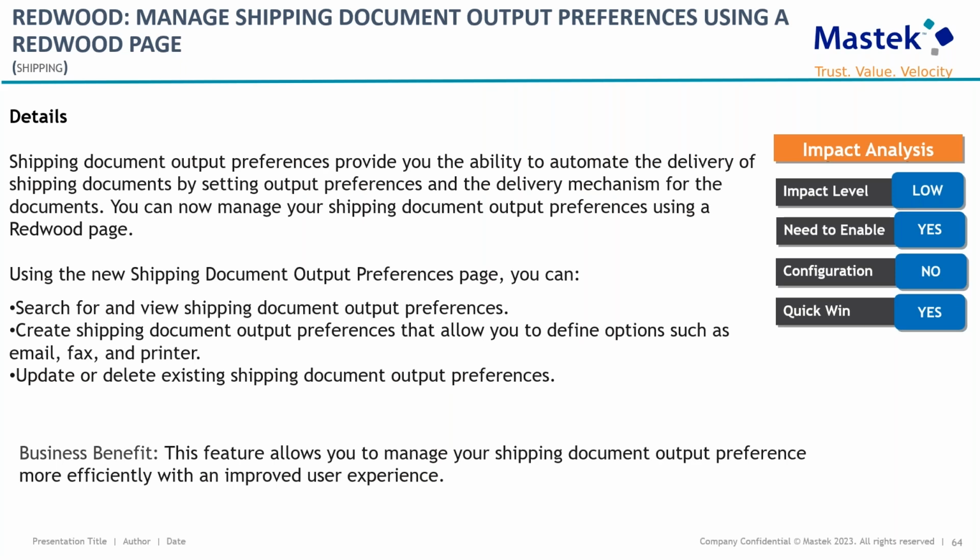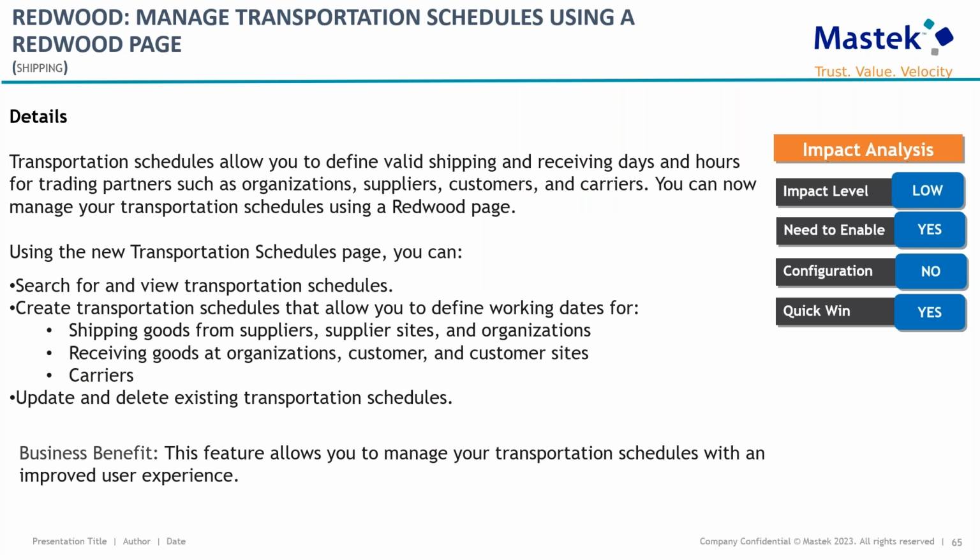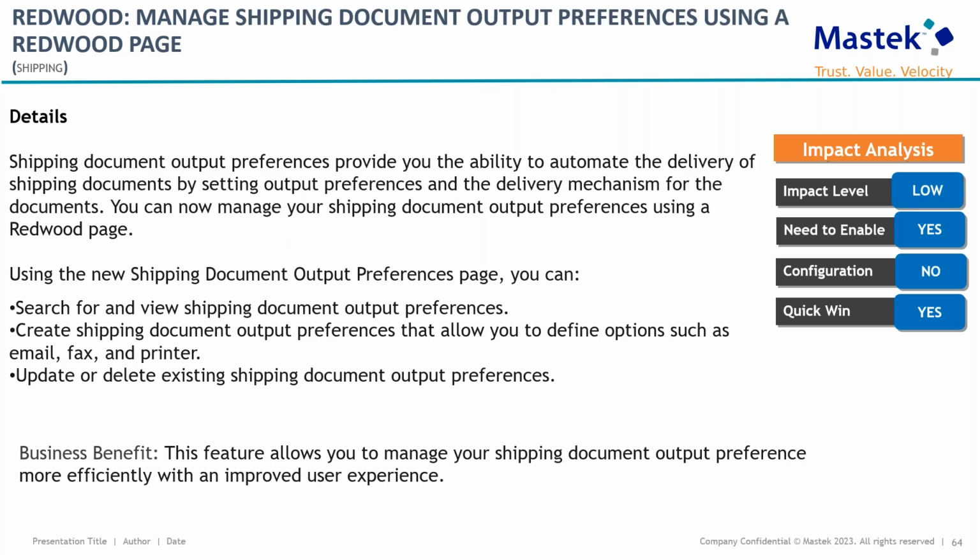This update helps manage the shipping documents to reach the right destination using the right method without the need for manual handling. The business benefit is this feature allows you to manage your shipping document output preferences more efficiently. The impact is low. We do have to manually enable this feature. There's no configuration required, and it's a quick win for the business.